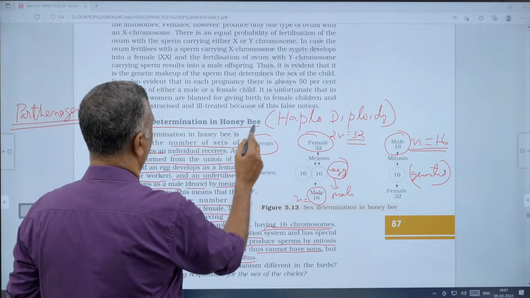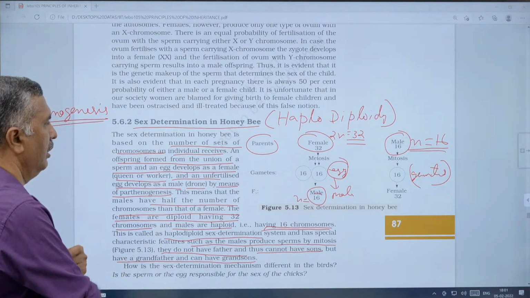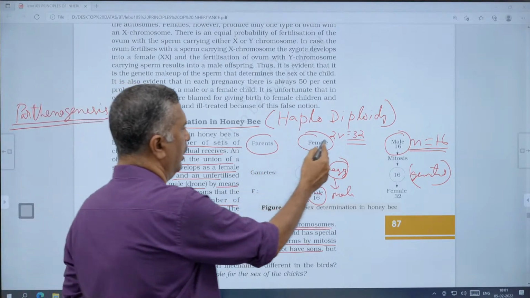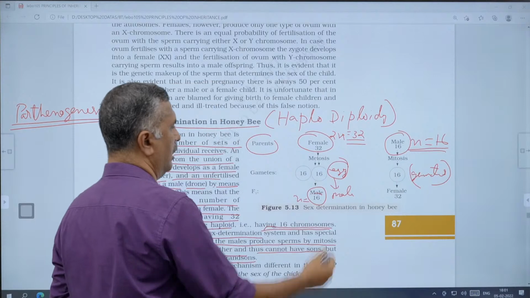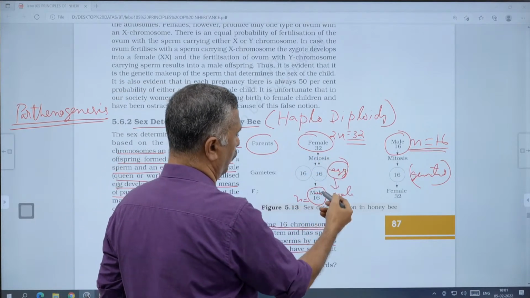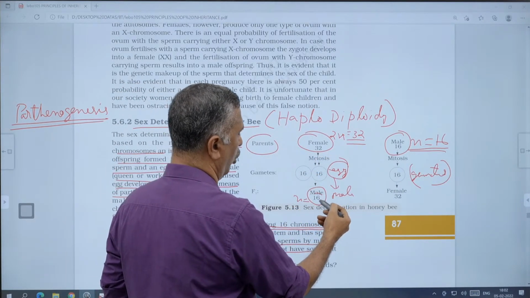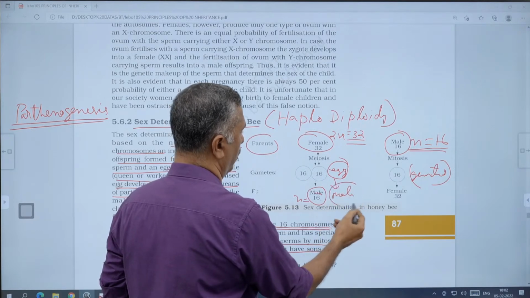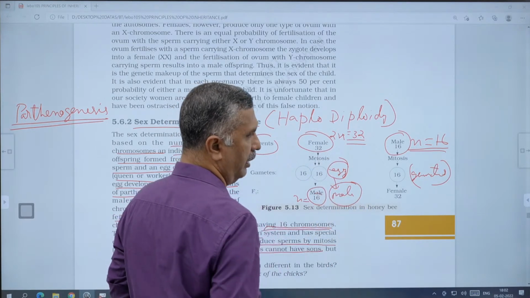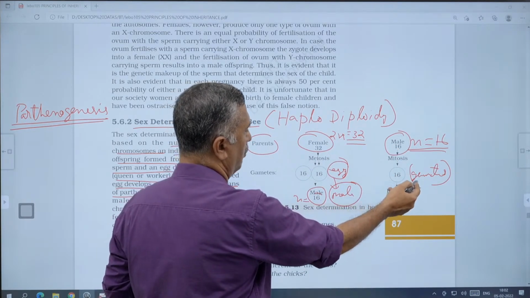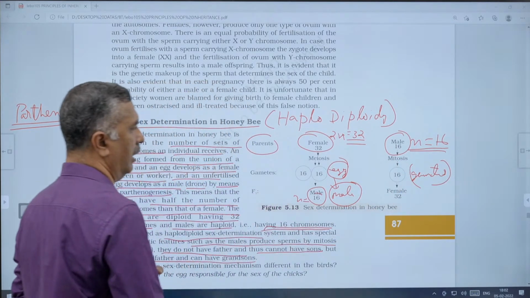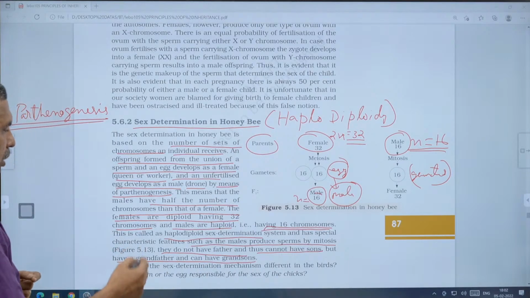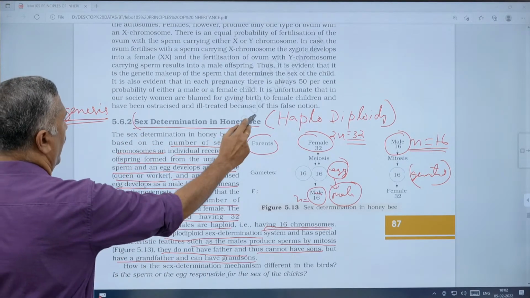Sex determination in honeybee is haplodiploid. Here the chromosome number in the female is a diploid set of chromosomes. Males have 16. Males, or drones, are produced from the female without fertilization, and the chromosome number is half that of the female. Males produce male gametes by the process of mitosis, and the chromosome number is half. So that is another sex determination system in honeybees.